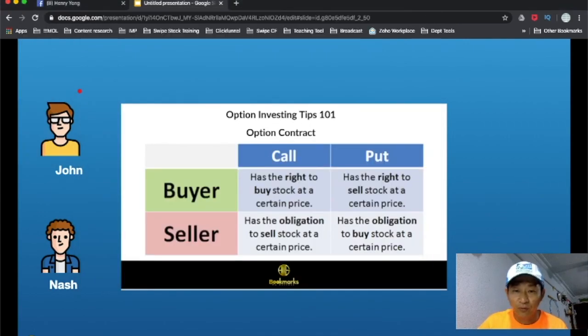Let's go to the summary here. On the put side, the buyer has the right to sell the stock at a certain price, and the seller has the obligation to buy the stock at a certain price.